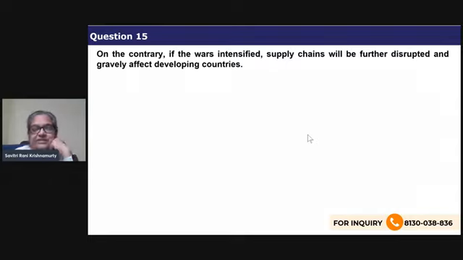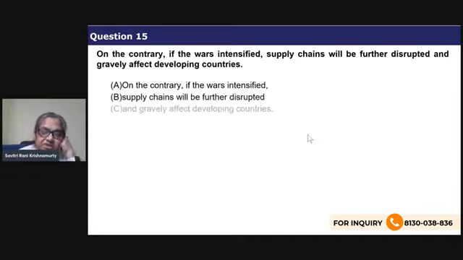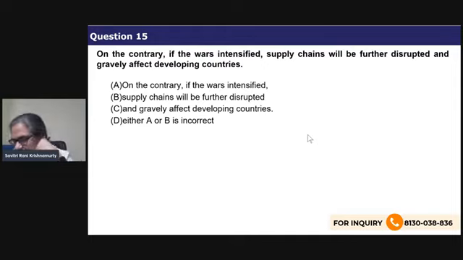All right. Let's look at question 15. On the contrary, if the wars intensified, supply chains will be further disrupted and gravely affect developing countries. Which part of the sentence has an error? A, B, C, and then D has a very different option written here. Either A or B is incorrect. Do you agree with it? Is it A, B, C, or D? What is the correct answer?